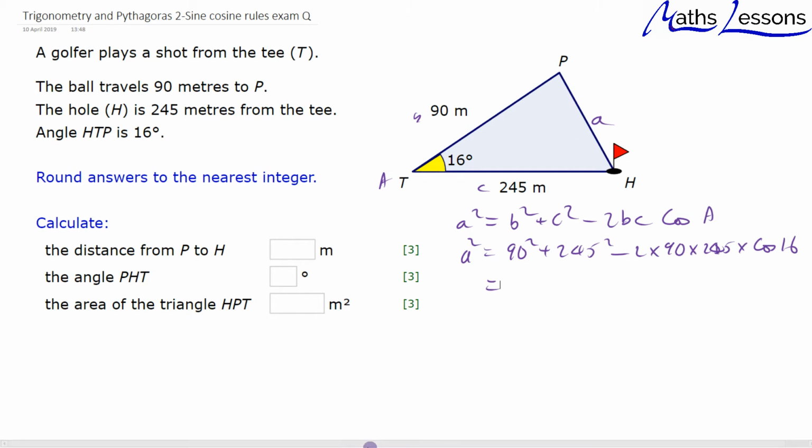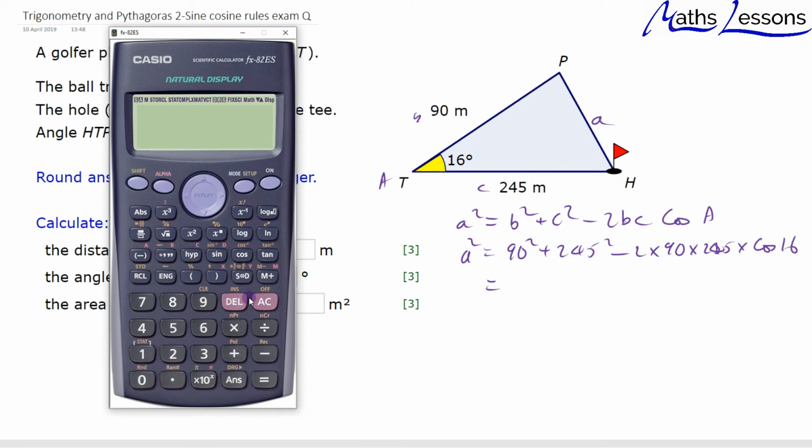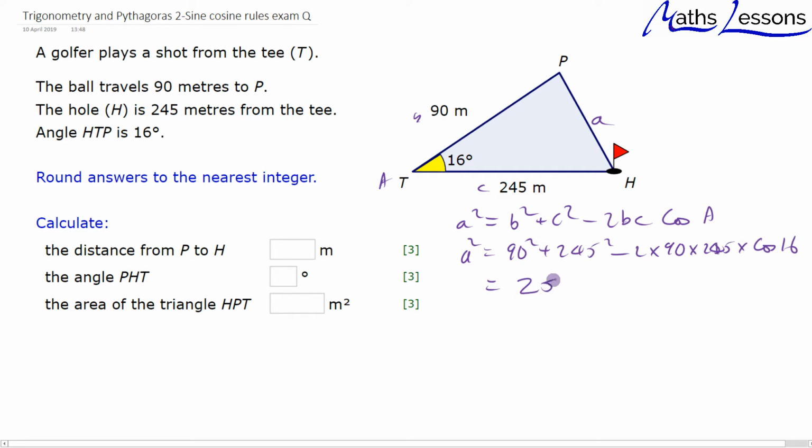Grab a calculator. And we just type that all in. Nice and easy. And we get 25733 point all the rest, 3, 5 and so on.